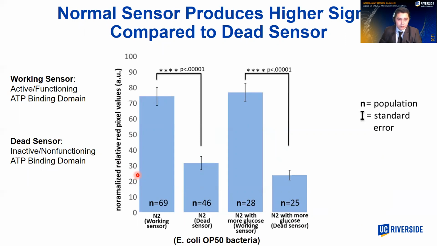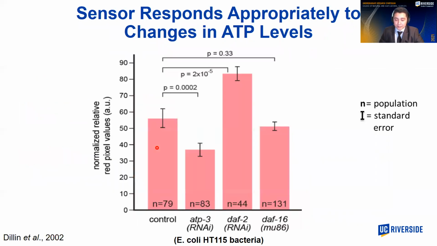With this confirmed, we wanted to measure changes in ATP levels. What we did was compare different backgrounds with known ATP concentrations. ATP3 is a mutation that negatively impacts ATP production, and we saw a decrease in signal. DAF2 overall increases the metabolism of the worm, and it produces higher ATP, and what we saw is an increased amount of signal. And DAF16 produces no known changes to ATP, and we saw no change in signal compared to the control.